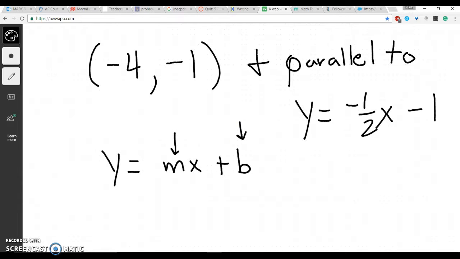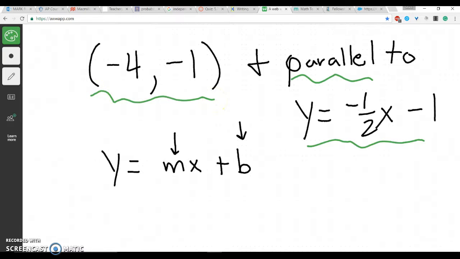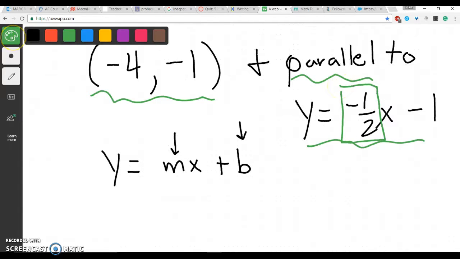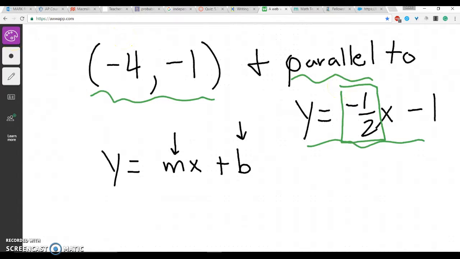To do this, I need to find the slope that is parallel to this line and goes through this point. So the first thing I'm going to do is find the parallel slope. Well, if this slope is -1/2, a parallel line, as we learned from last week, means that the slopes are the same. So now I know this much.